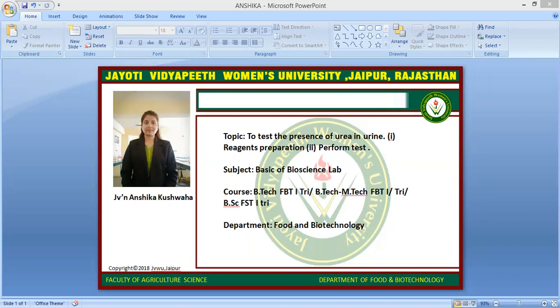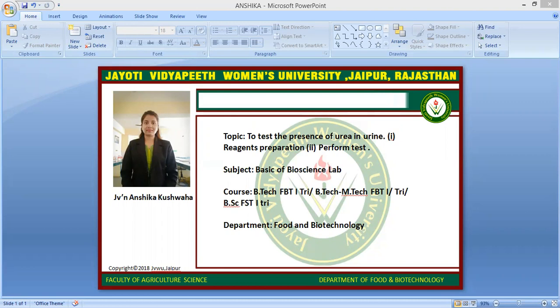What are the materials required in this experiment? So these are urine sample, test tube, dropper, measuring cylinder, and sodium hypobromite solution. This is the material required.